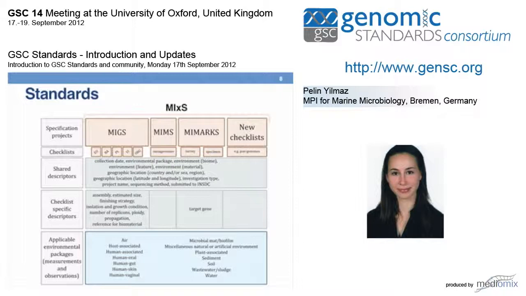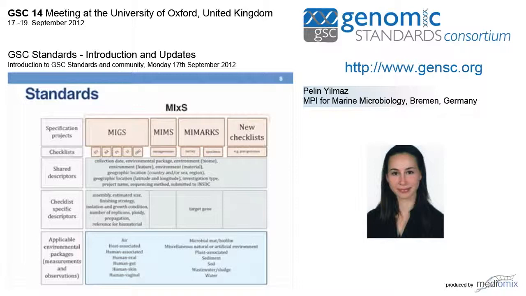MIGS and MIMARKS are divided into further sub-checklists. MIGS has eukaryotic, bacterial, archaeal, plasmid, virus, and organelle sub-checklists. And MIMARKS has a survey, so environmental surveys, and specimen sub-checklist, catering to different types of data. And MIMS is just metagenomes.